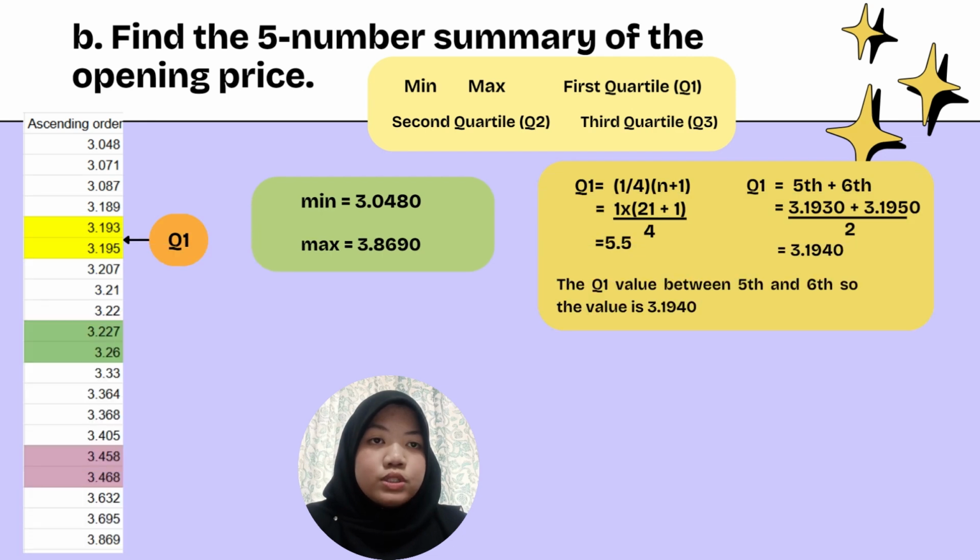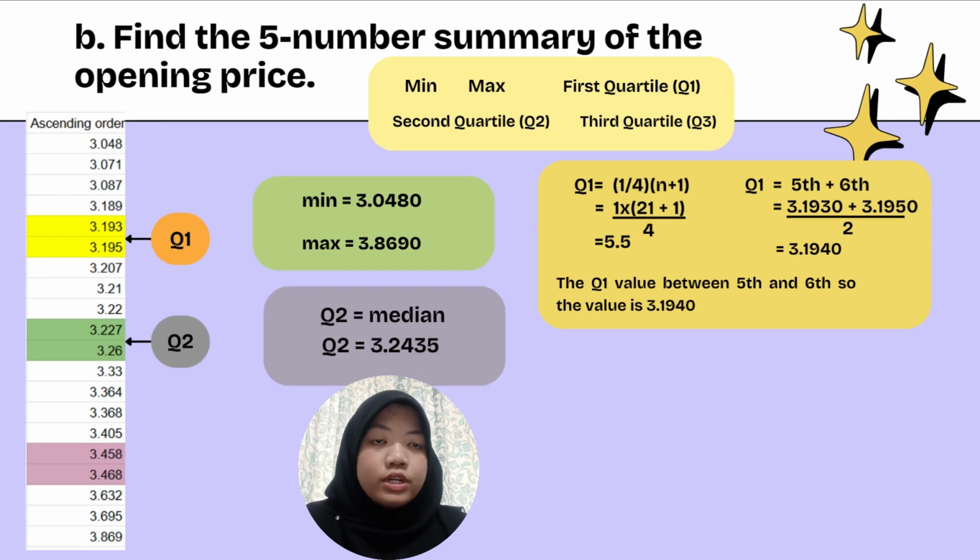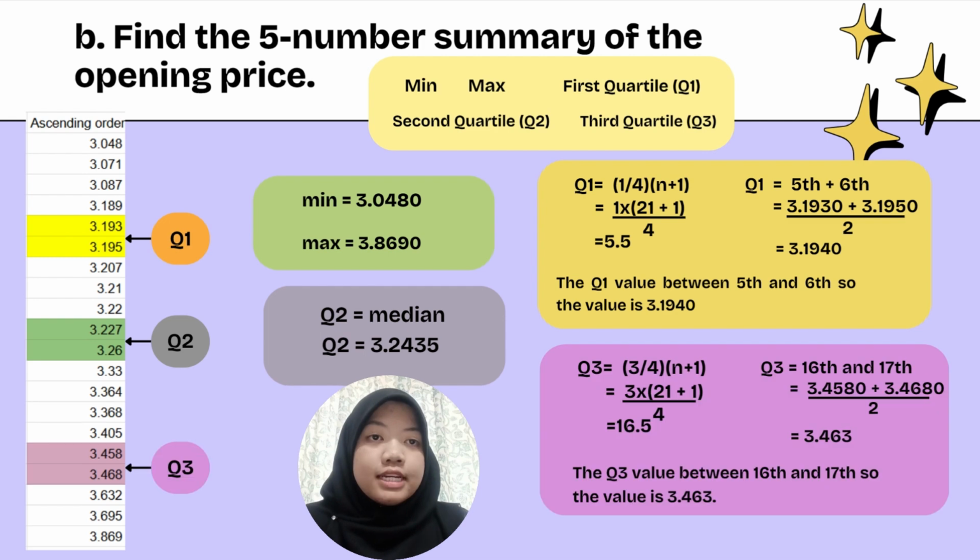For the first quartile, we use the formula 1 over 4 times n plus 1, where we got the answer 5.5. The Q1 value is between the 5th and 6th position, where we got the value 3.1940. While for Q2, the second quartile, which is equal to the median, just now we got the median value, which is equal to 3.2435. Lastly, the third quartile Q3, using the formula 3 over 4 times n plus 1, where we got the answer 16.5. The third quartile is between the 16th and 17th value, where we got the answer 3.463.